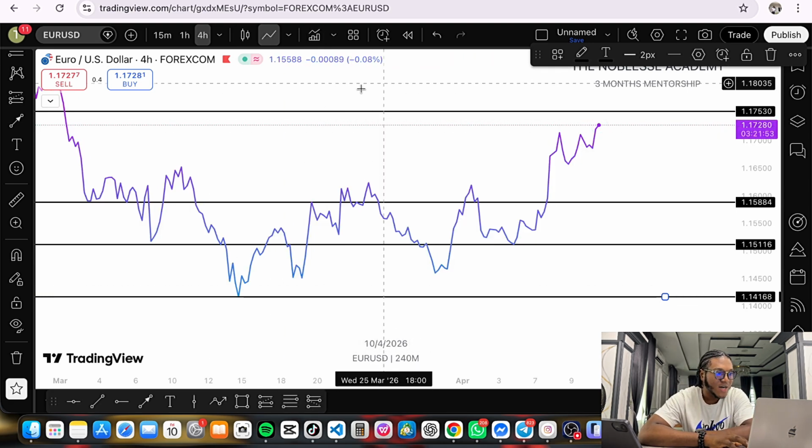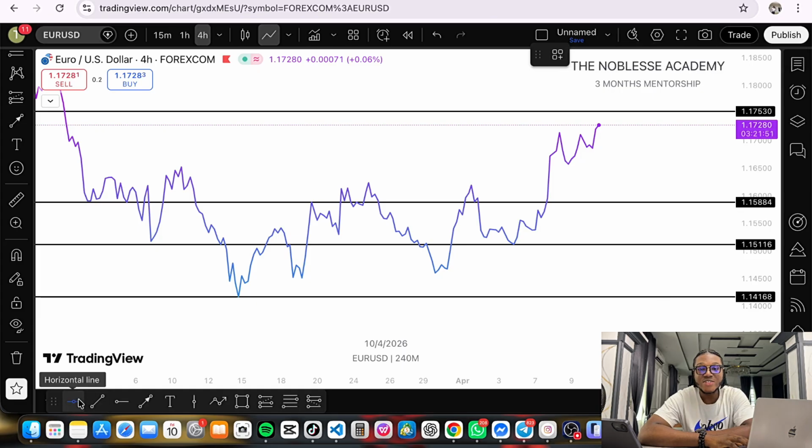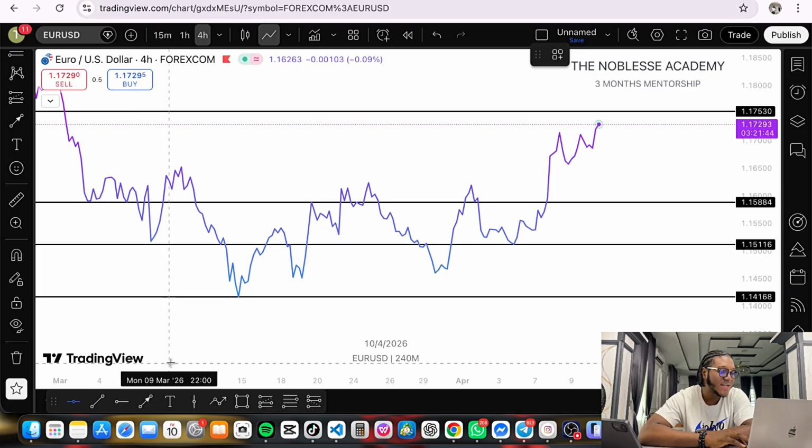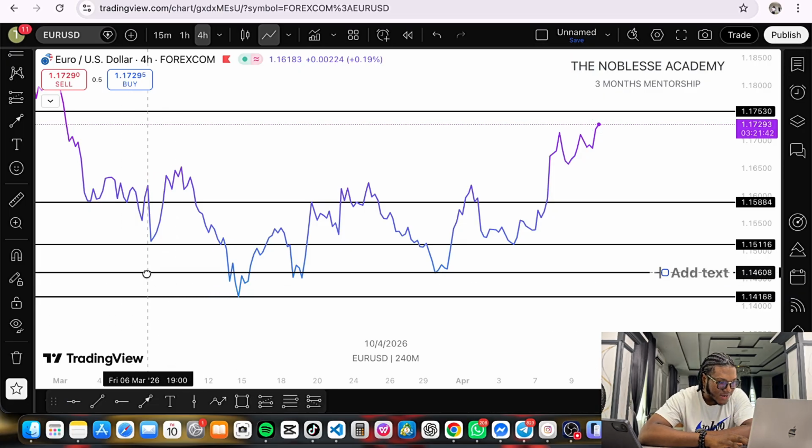So on our line chart back, the tool we're using is a horizontal line, by the way. If you want to use other tools like a rectangle box, you can use that. I like to use horizontal line because it's cleaner to understand. So we can also see another level right around here. Now let's see what we actually have there.